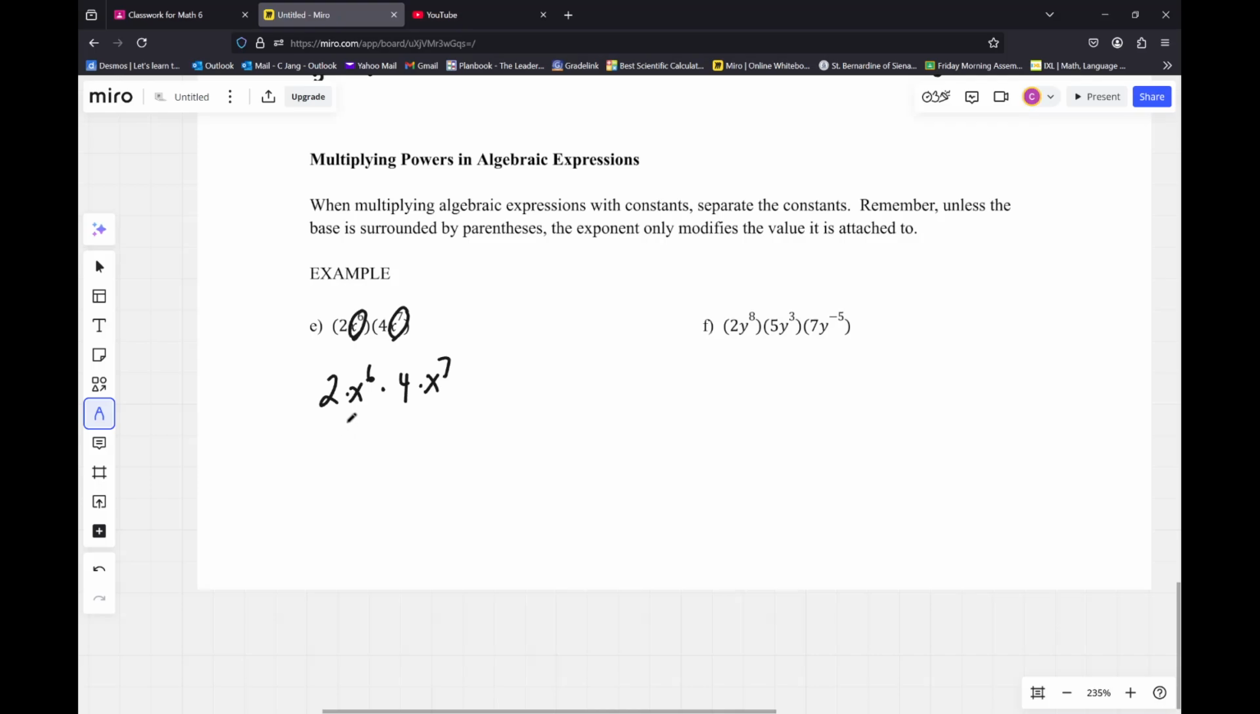And so what we can do is move stuff around because we're multiplying, commutative property of multiplication. 2 times 4 times x to the 6th times x to the 7th, right? We know how to deal with the numbers. That's going to be 8. X to the 6 times x to the 7 is going to be x to the 6 plus 7, which is going to be 8 times x to the 13th. So here is our answer. So essentially what you're doing is you're just multiplying the coefficients together, and then you're working out the part with the variables. Okay? Let's take a look at this one.